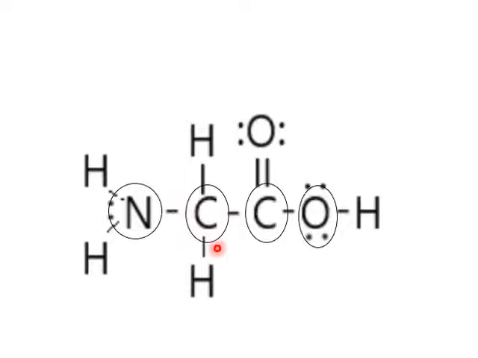Right, now let's go to this carbon here. This carbon has 4 connections, 1, 2, 3, 4. Any center atom that has 4 connections has a tetrahedral shape.